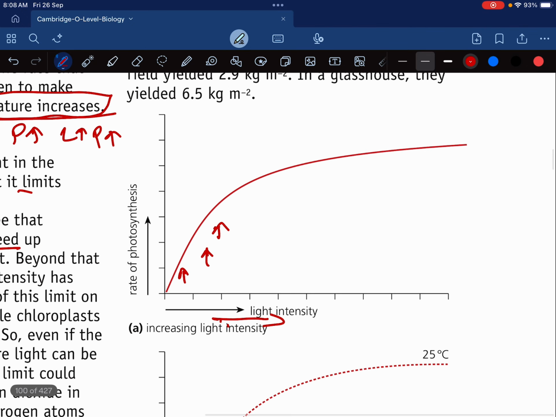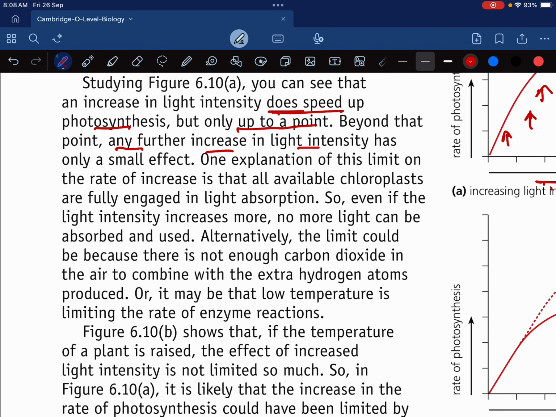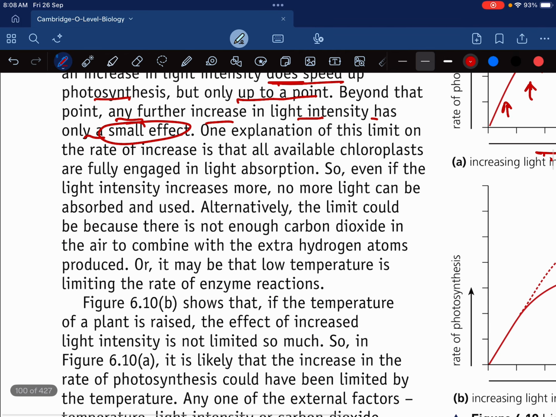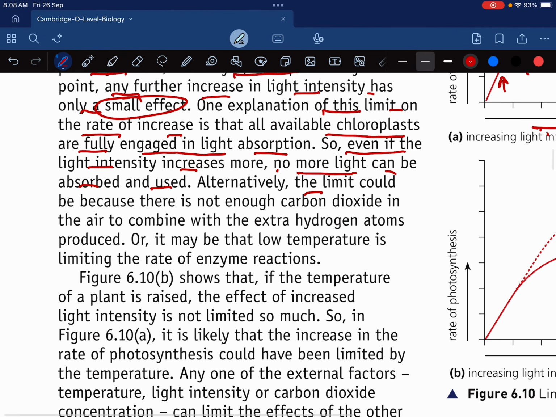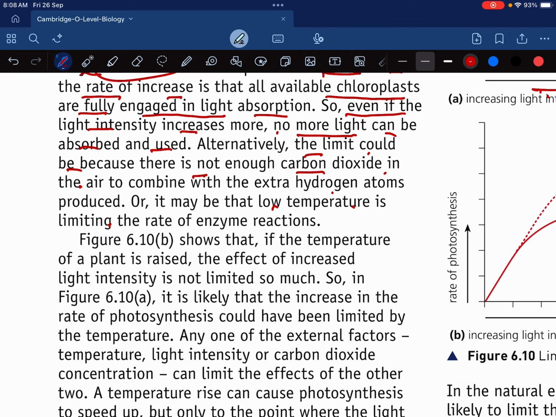If you notice here, there is a point जहाँ ये stagnant हो गया, right? Limit हो गया, right? Beyond that point, any further increase in light intensity has only a small effect. One explanation of this limit on the rate of increase is that all available chloroplast is fully engaged in light absorption. So even if the light intensity increases more, no more light can be absorbed and used. Alternatively, there may not be enough carbon dioxide in the air to combine with extra hydrogen atoms produced, or it may be low temperature is the limiting rate of reaction.